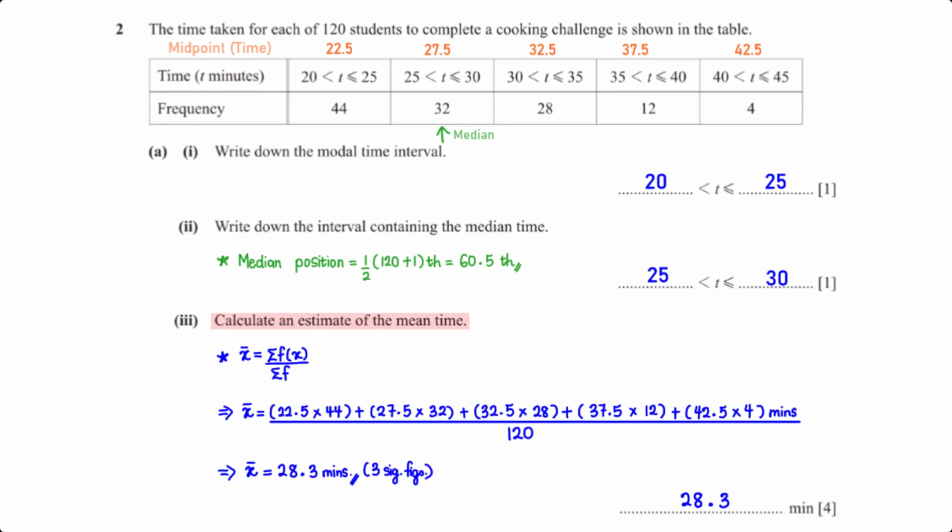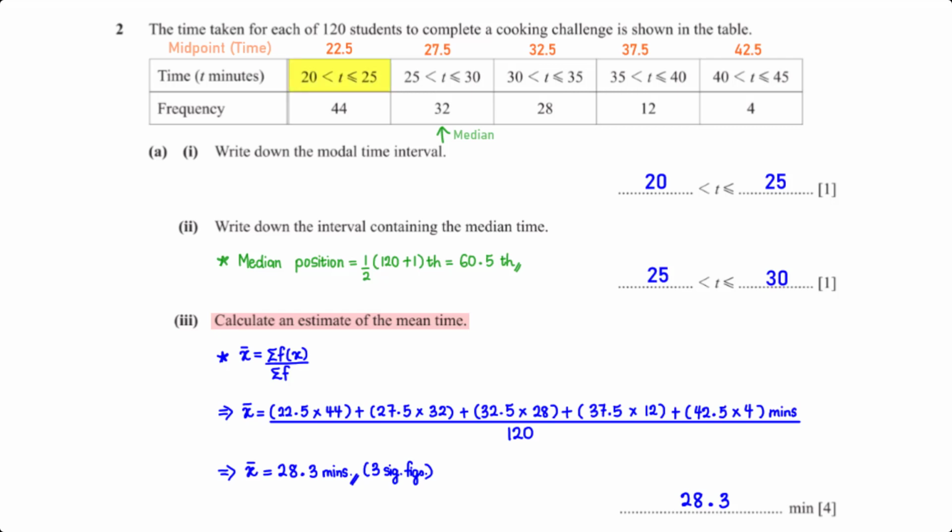Calculate an estimate of the mean time. The mean is equal to sigma f of x, which is the total time taken by the students, divided by sigma f, which is the total number of students. We've not been given the specific amount of time taken by each student. Instead, what we've been given are the different ranges of the times taken. So we need to find the midpoint value for each of the time intervals.